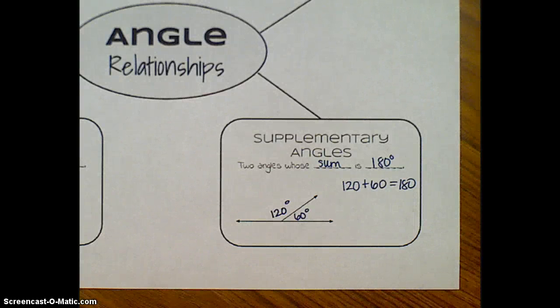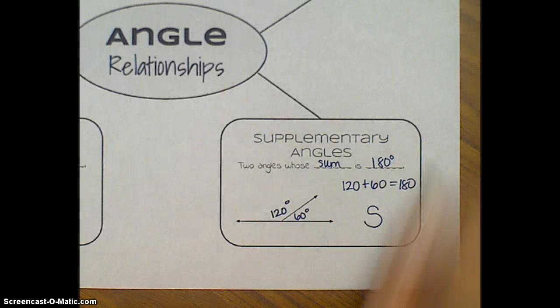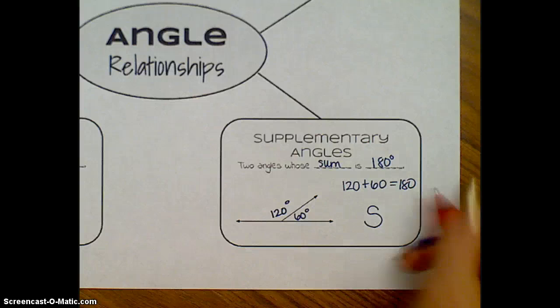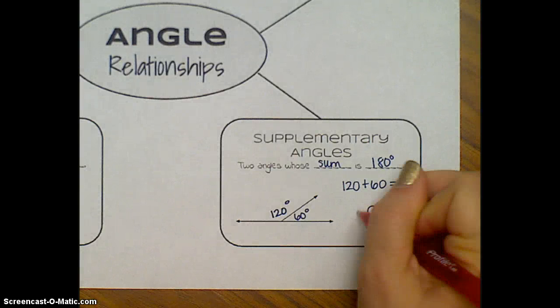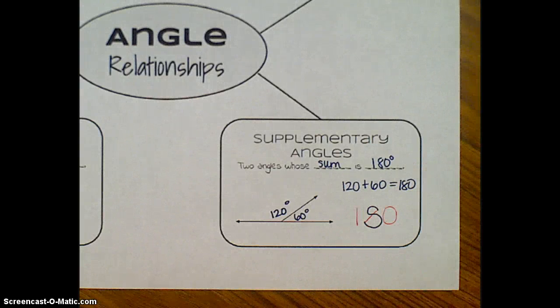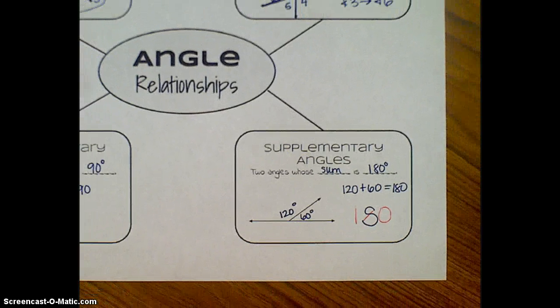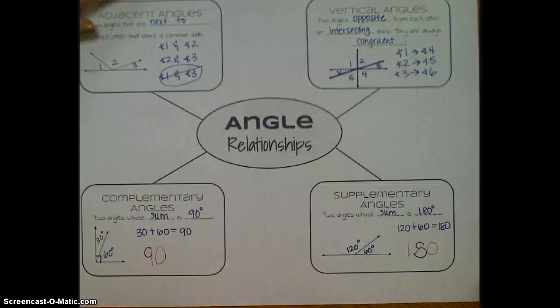And a little hint to remember supplementary makes 180 is the letter S can be made into an 8 for your 180. And there is a little set of notes about angle relationships.